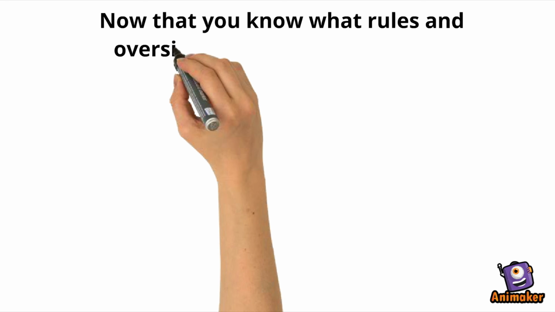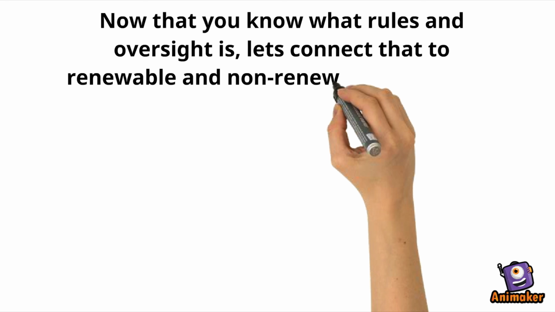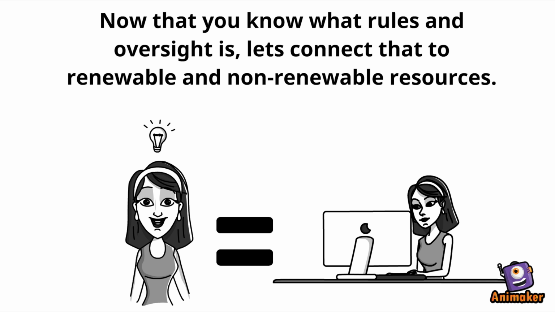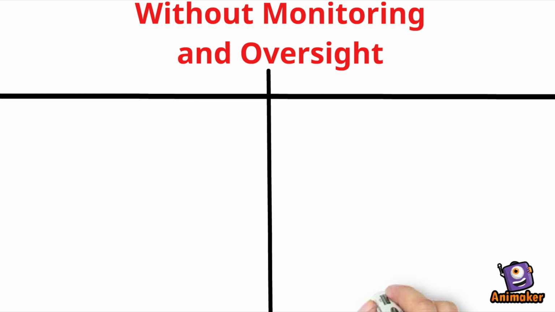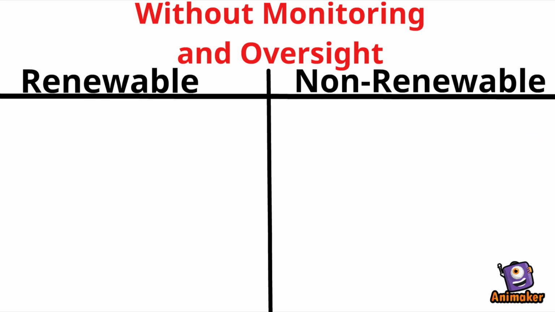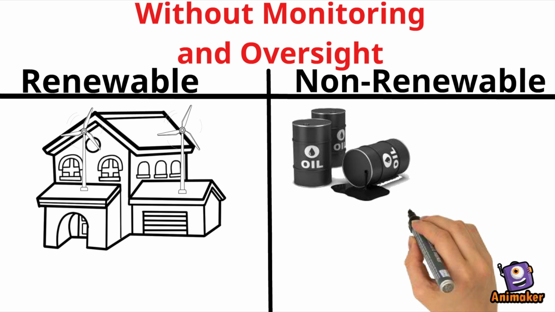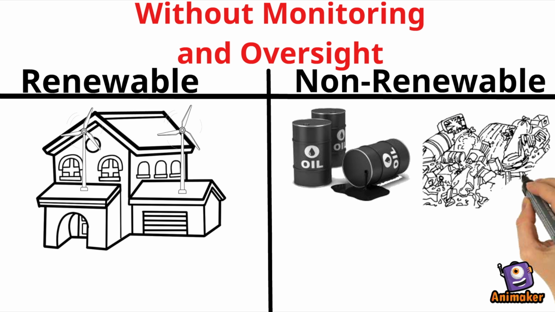Now that you know what rules and oversight are, let's connect that to renewable and non-renewable resources because that's a good idea. So without monitoring and oversight with renewable and non-renewable resources, with renewable, just imagine you have a house and windmills are on top. That's pretty messed up, and there'll be unnecessary oil spills and unnecessary and large amounts of pollution. That would be crazy, windmills on your house.